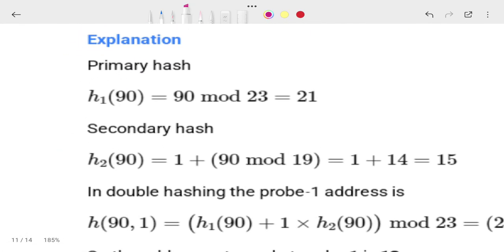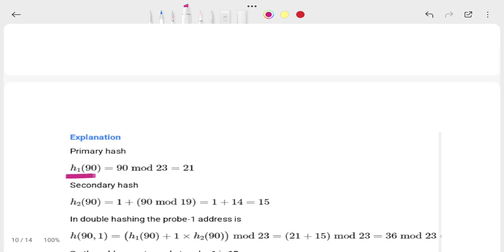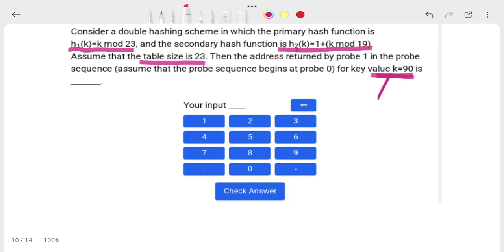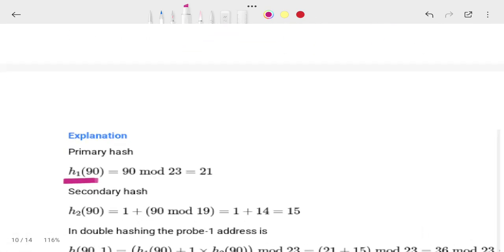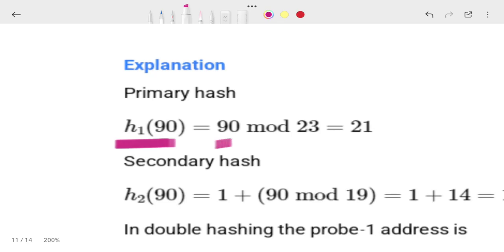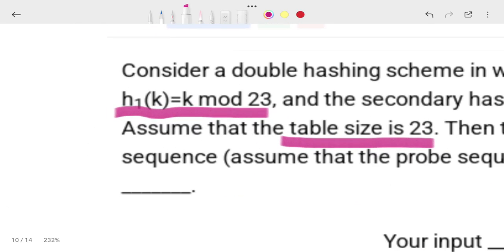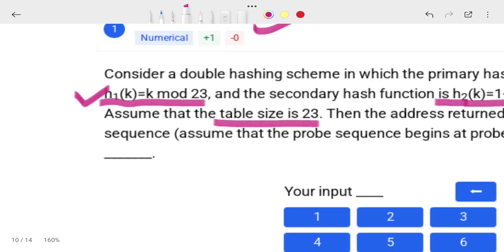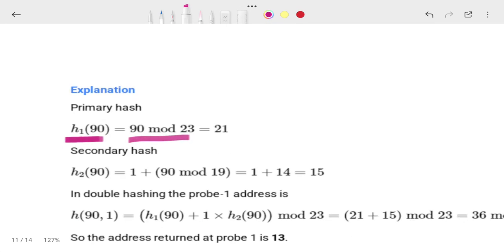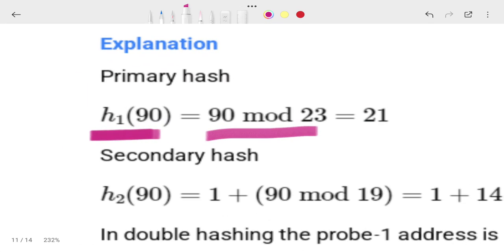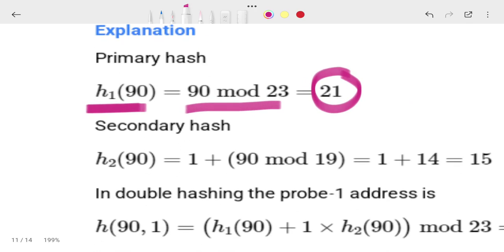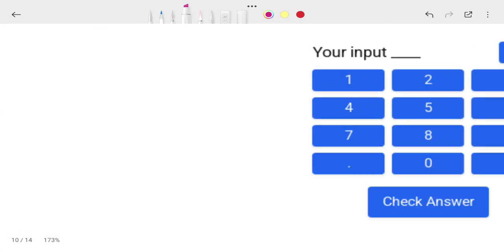So your H1(90), at first you will check H1(90). I have to check for 90. So for 90, I divide by 23. Why am I dividing by 23? Because at first I am using the first hash function. If I am able to fill the data by using the first hash, okay. If there is a collision, then I will use another hash. Now see here, I am using the first hash. 90 divided by 23 gives 21 as remainder. So 21.